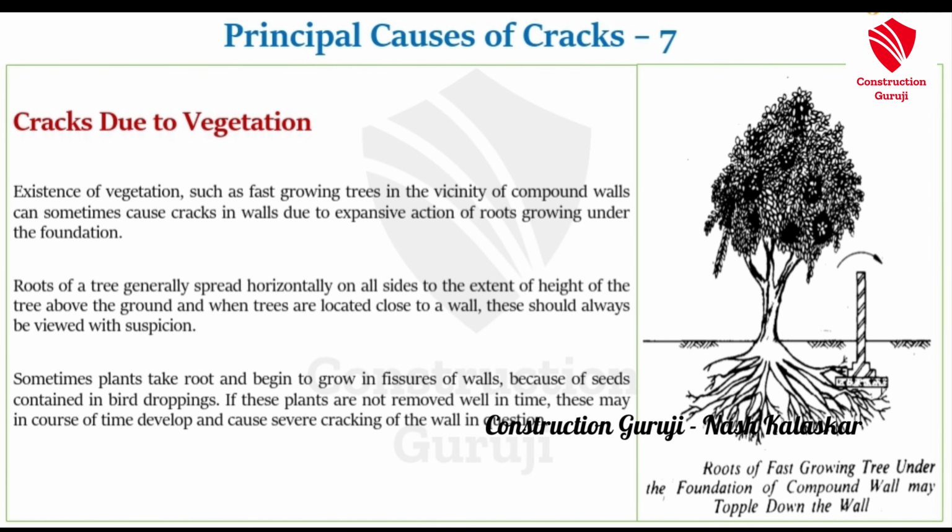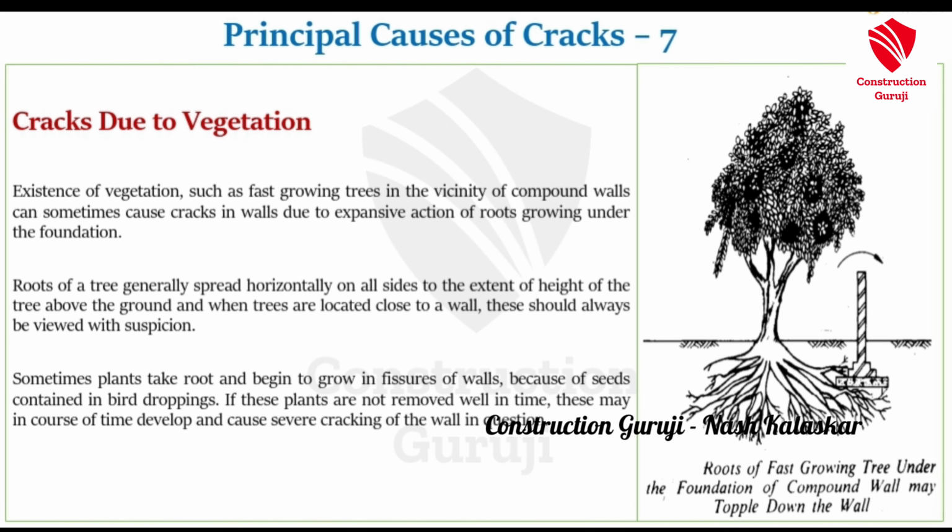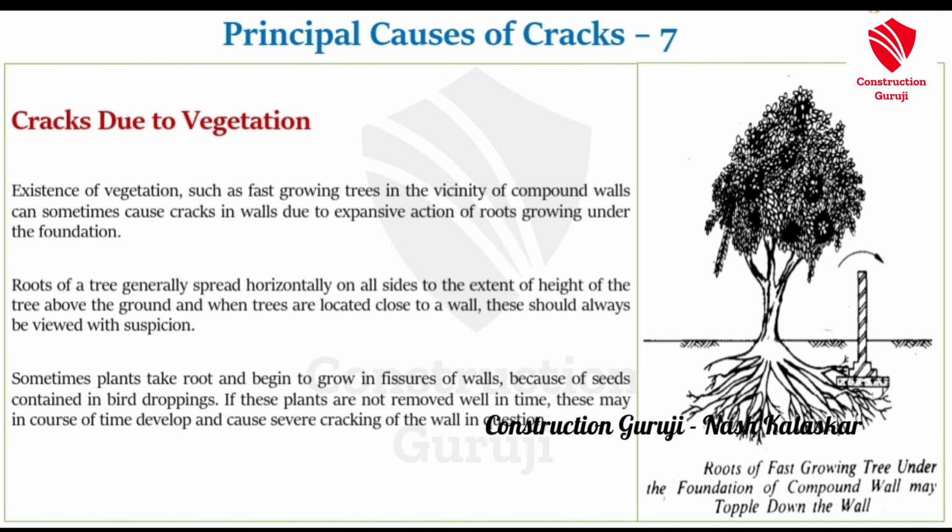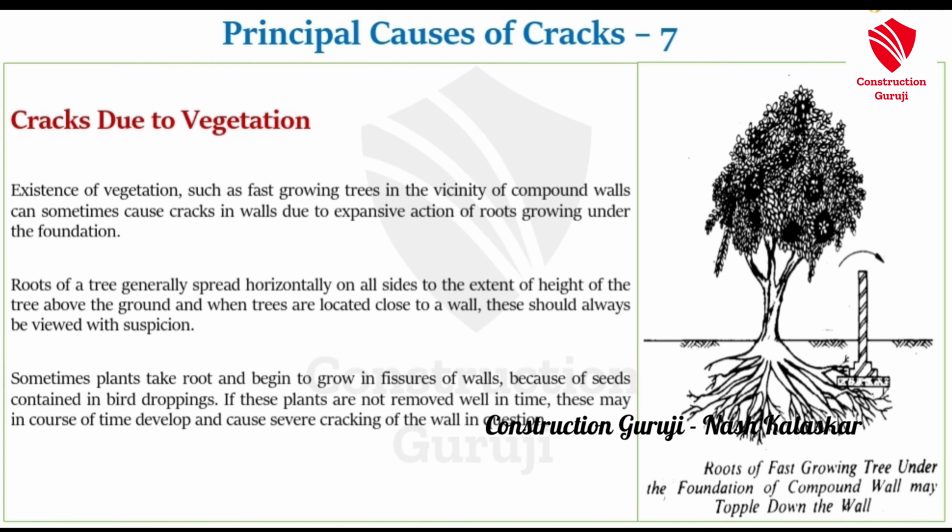And the seventh important factor, the cracks due to vegetation. Sometimes roots of fast growing trees under the foundation or compound wall may topple down the wall. Sometimes due to excess moisture in a masonry wall, vegetation will grow on the wall. This will lead to cracking in the masonry wall. Hence, to reduce the cracking due to vegetation, fast growing trees should be kept away from the masonry walls or structural members.